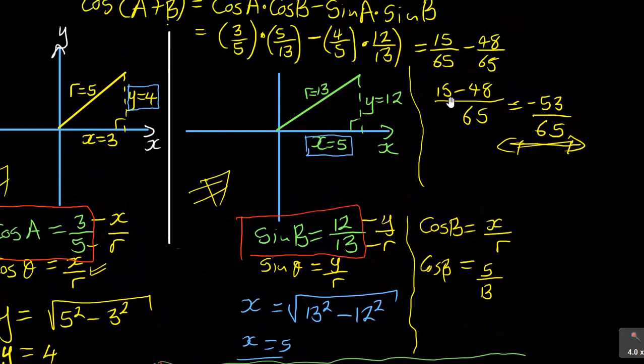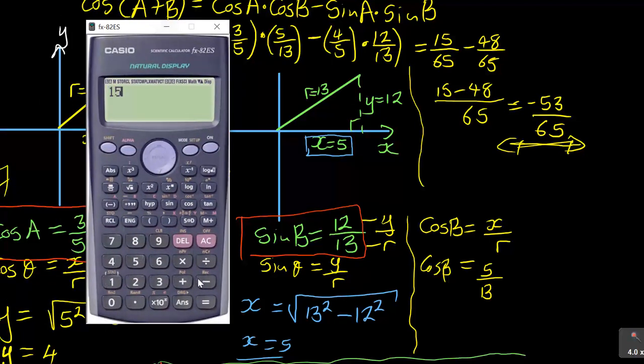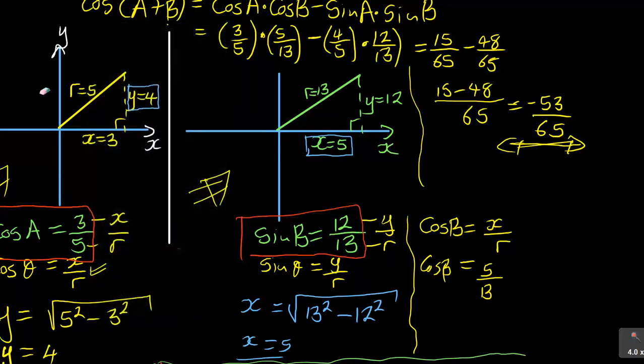I think I see where I lost it. Look at the subtraction. 15 minus 48 is not 53. 15 minus 48 is minus 33, not 53. So you see the importance of checking now.